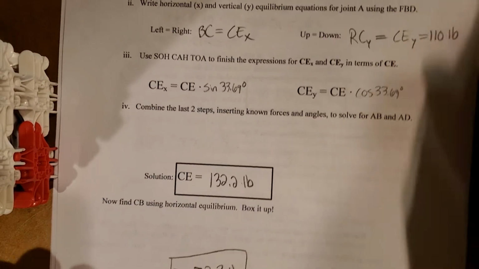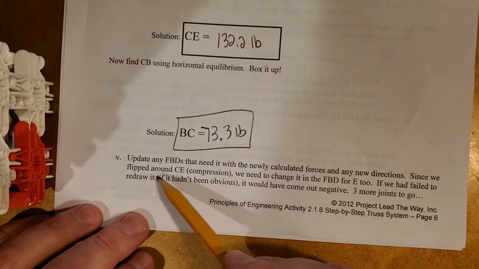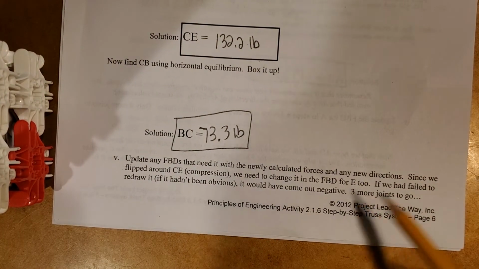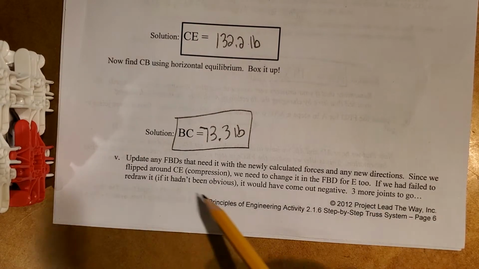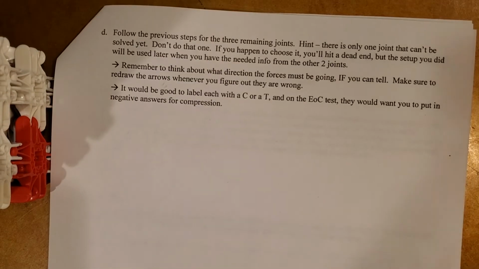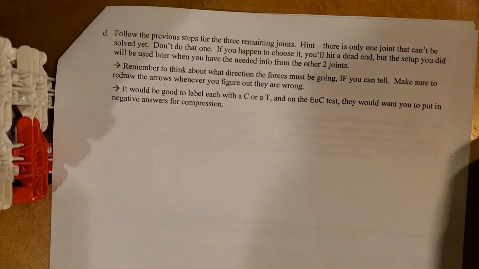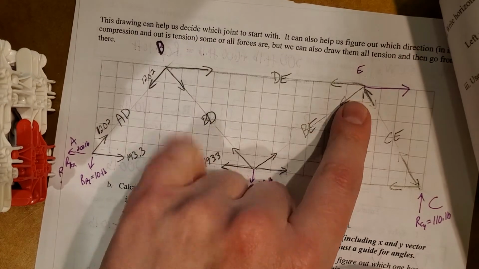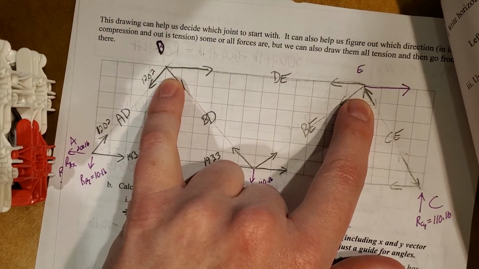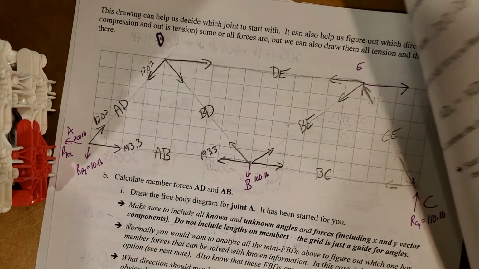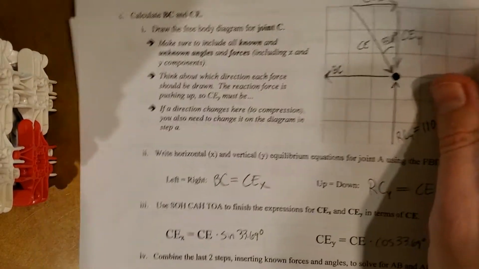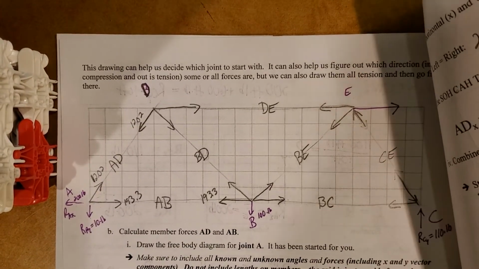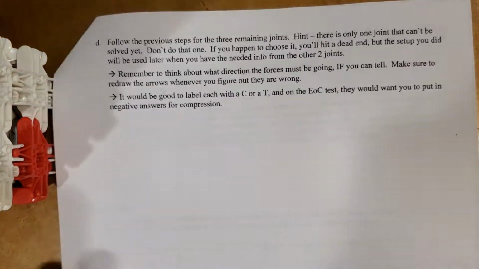Now it says, since we flipped around CE, we need to change it on the FBD. I just did that. If we fail to redraw it, like I said, it would come out negative. Three more joints to go. Now you notice that none is really set up for you. So you can solve for E now, which is going to be a little messier, but hopefully you got a little bit of practice. And D, just follow the same process. You might look at it and go, I don't know enough information to solve it. Trust the process. Go through and draw it.